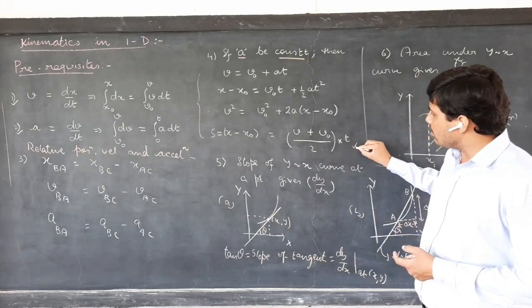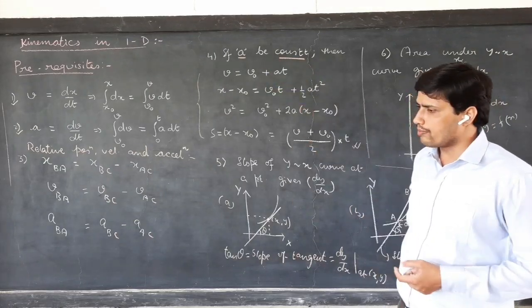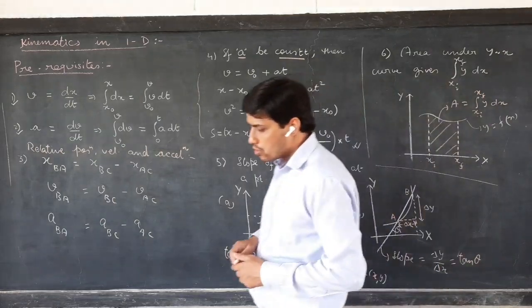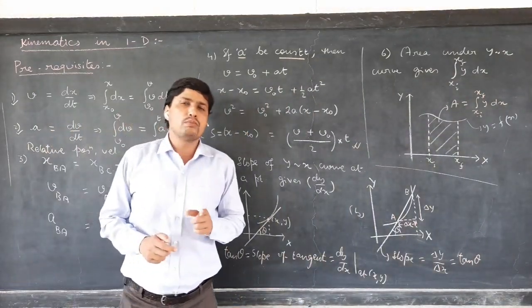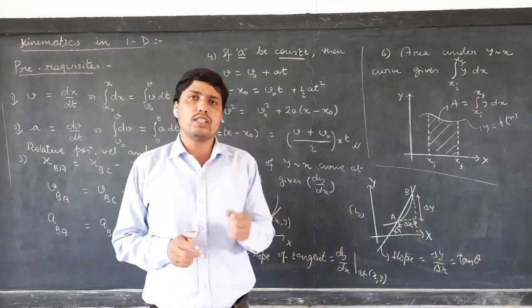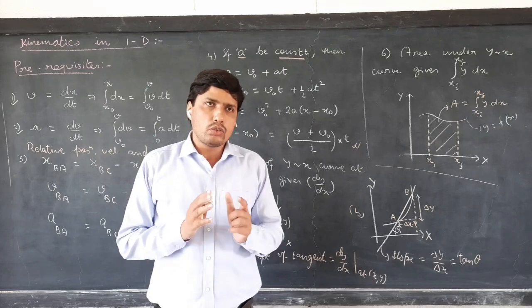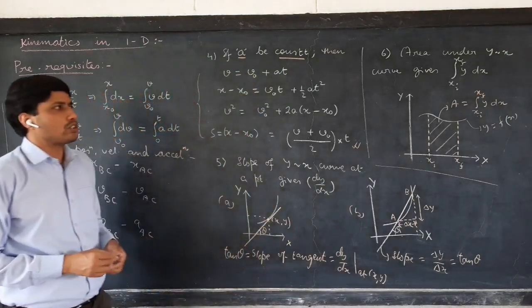Note that this formula will be applicable only if acceleration is constant. Only in that case the average velocity will be (v plus v naught) by 2. If your acceleration is not constant, do not commit a mistake of writing average velocity as initial plus final velocity by 2. That will be incorrect. So this will be true only if acceleration is constant.